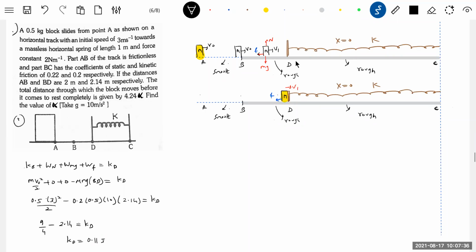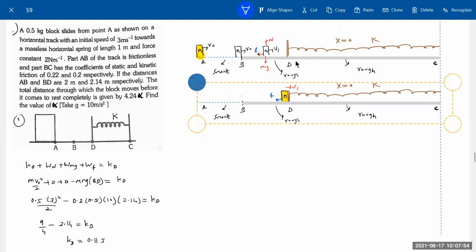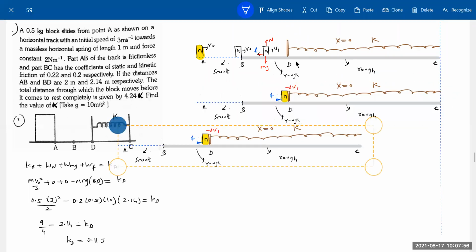Then, after getting this kinetic energy at D, now what will happen? As it starts moving, it has some kinetic energy, so therefore definitely it will go and compress the spring. As it starts compressing, spring force also will act towards left. So along with this, the other forces acting are friction and spring force, all will be acting.